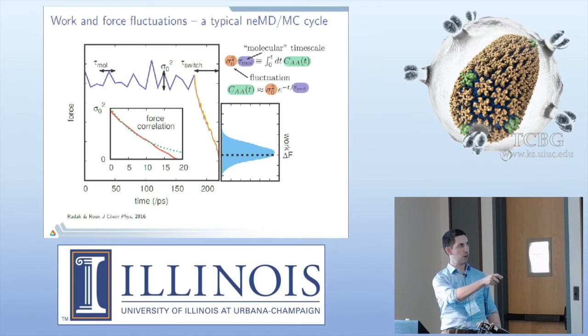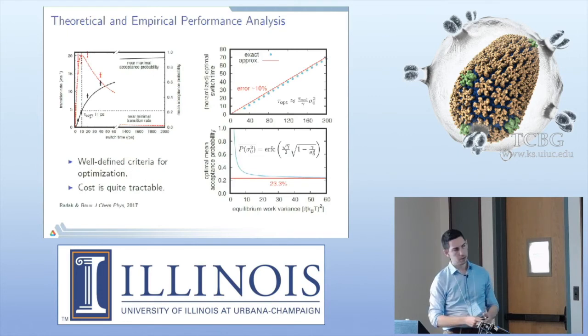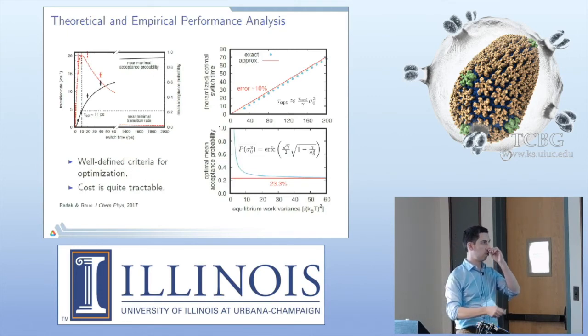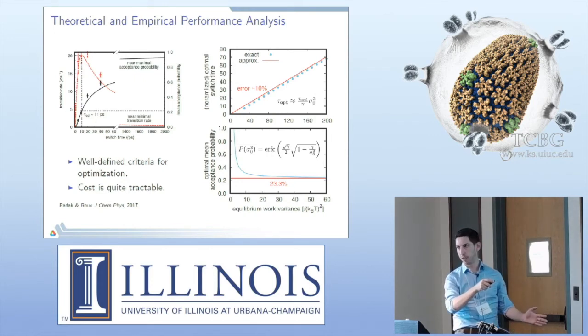It turns out you can use some simple approximations regarding the correlation of these forces, which will give you these two parameters, and you can extract these parameters, and you can get a relationship between this switch time and these other two times. So, long story short, if you scan the switch time and look at the probability of accepting a given move, the average likelihood that you accept the move will increase rapidly as I increase it.